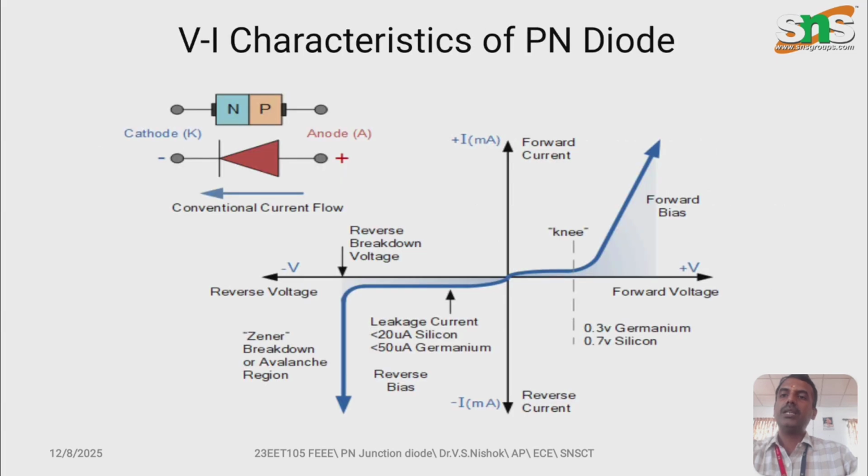And coming to the VI characteristics, this is nothing but the voltage and current characteristics of the PN junction diode, which shows that in the forward bias condition there will be a linear increase in the current after the 0.7 volts, and then coming to the reverse bias, there will be some micro level increase in the current if we increase the voltage.